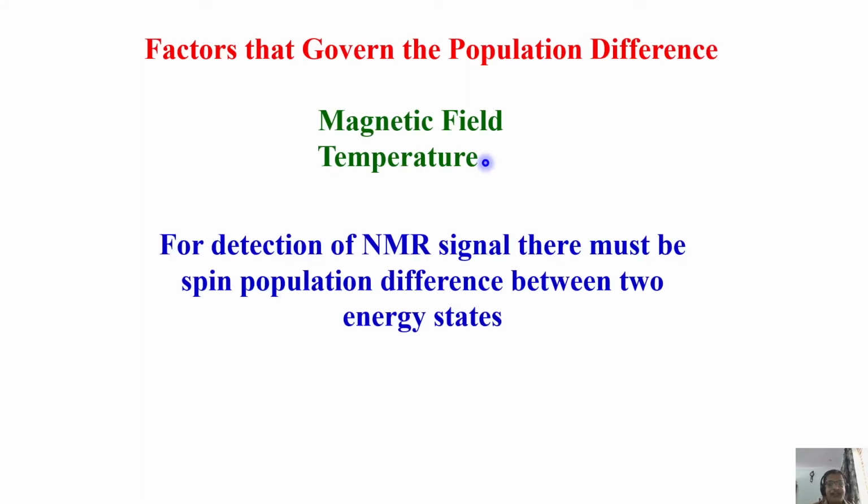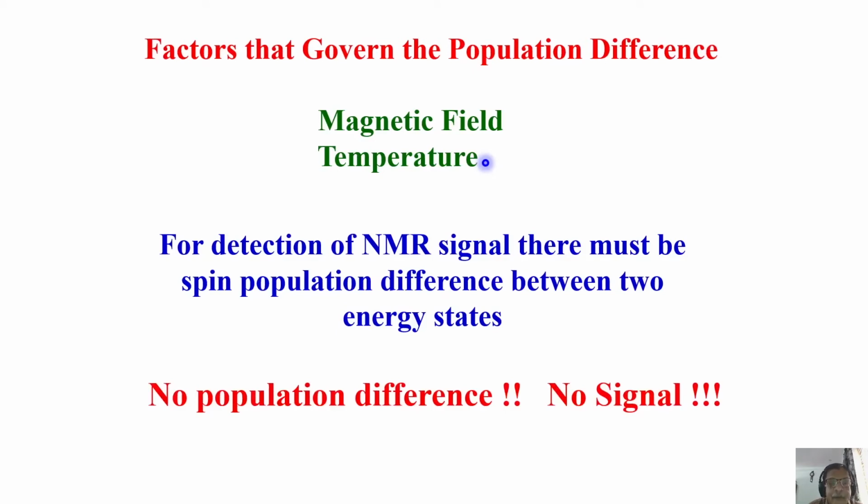Now, for detecting an NMR signal, there must be a population difference. If there is no population difference, no NMR, no signal. You can come across a situation like that. Sometimes you may come across a situation where there is no population difference at all, but not in the natural situation. You can artificially create a situation by equating the spin population of both the states in some way. Experimentally, we can do that. I'll tell you how later. That is called a saturation state. You go to a saturation state where there is no population difference at all. That means you will not see a signal.